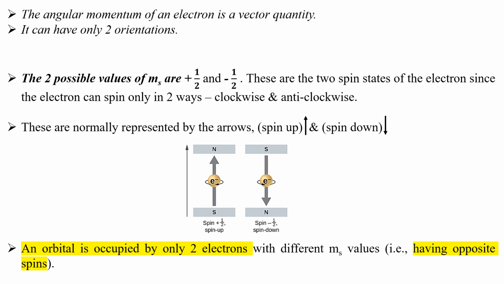Now look at this picture. It would be evident from this. An orbital is occupied only by two electrons with different ms values. This means an orbital is occupied only by two electrons with opposite spins. The value of ms of one electron would be plus half, and the value of ms of the other electron would be minus half. So this is everything about the four quantum numbers.